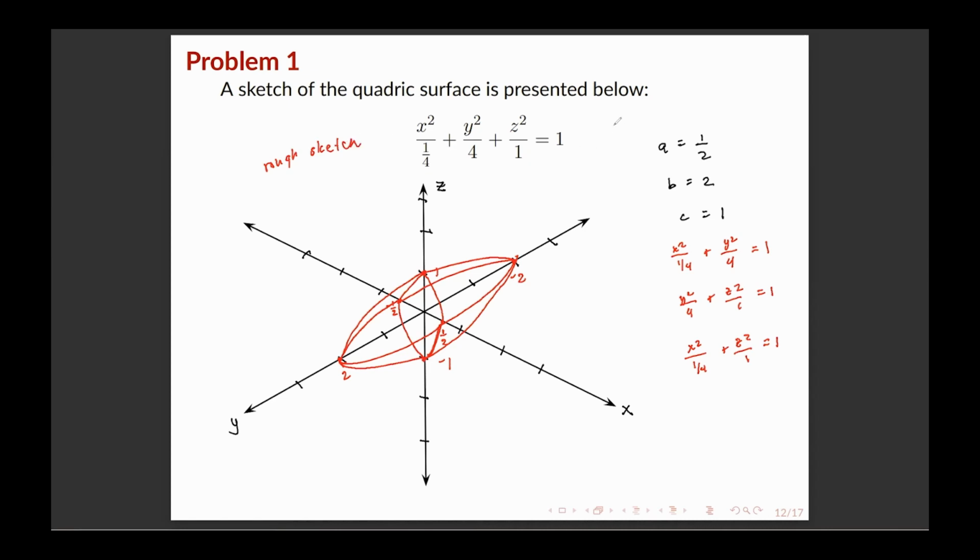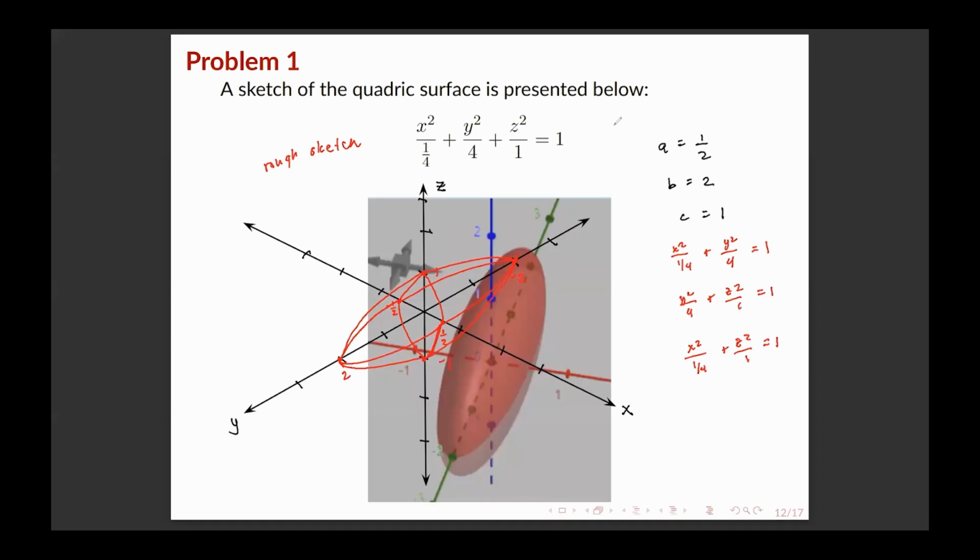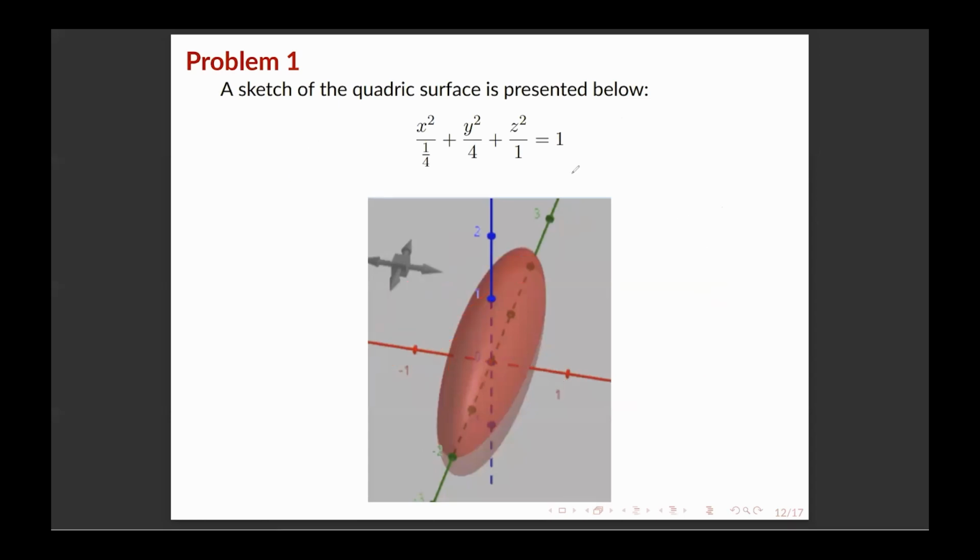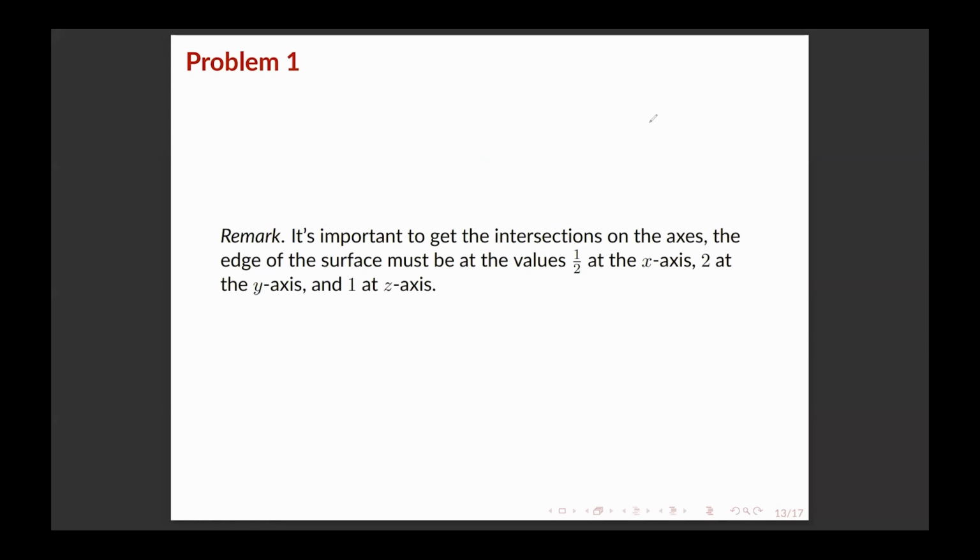We're going to confirm this on the next slide. This is graphed on GeoGebra. As you can see, it is quite accurate. This is 1/2 right here, this is 2, negative 1/2, and this is 1. One quick remark is that it's important to get the intersections on the axes. The edge of the surface must be at the values 1/2 on the x-axis, 2 on the y-axis, and 1 on the z-axis. These values are just the coefficients a, b, and c.